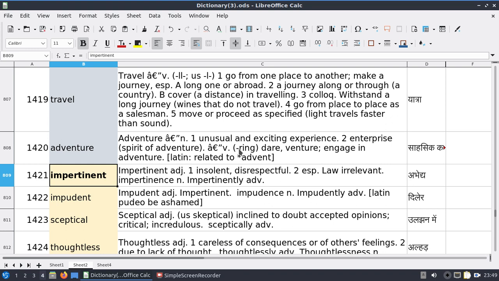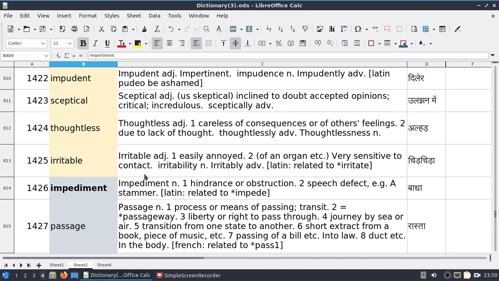Skeptical. Skeptical is doubtful. She looked highly skeptical. Means she would have done something wrong and she looks so doubtful. And skeptical about the chance of winning means I'm very doubtful. I'm not sure whether we will win or not. Okay. Thoughtless. Thoughtless we all know. Not thinking thoroughly. Careless of consequences. That is thoughtless. Irritable. Irritable is the person who is very sensitive and can be annoyed very easily. That is irritable. So in this case, impudent is the correct synonym for impertinent.